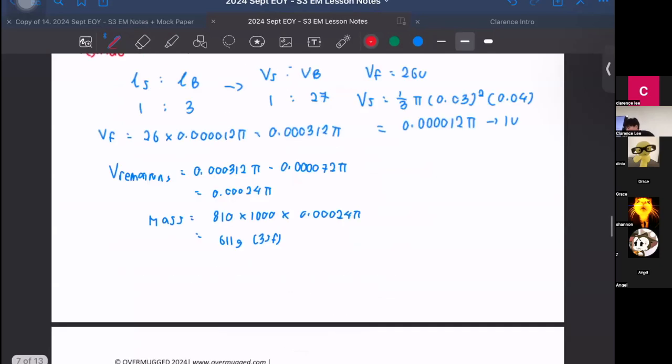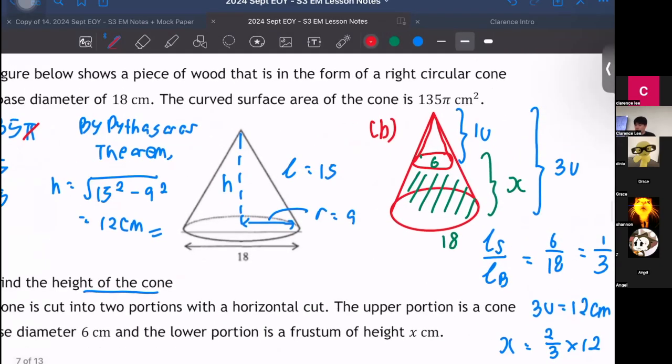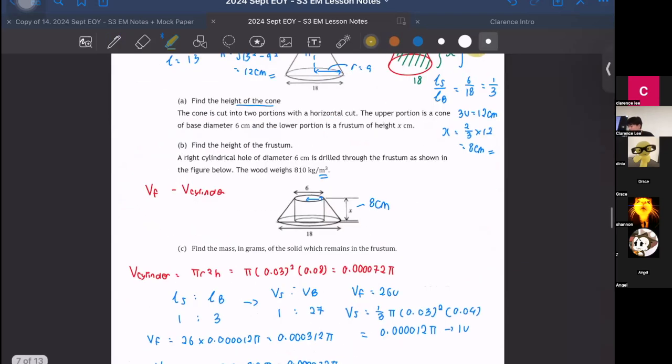Okay, sorry, let me go back to the question again. 1/3 is because my small cone is 1 unit over here. My big cone is 3 units over here, which is why it's 1:3, not 1:4. Okay, then how do I obtain the volume of the frustum with 26 units?